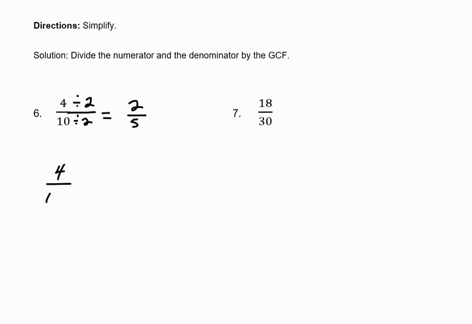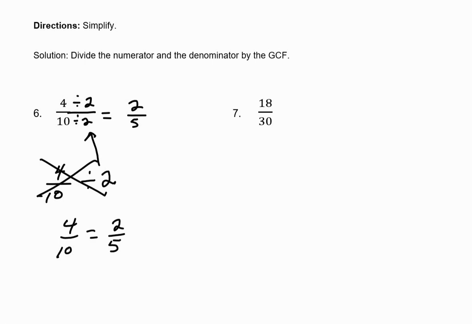One thing I want to point out here is that it is wrong to do this. I'm not simply dividing this fraction by 2. This is something different than what we're doing. So this is wrong. So don't write it like that. Now, you don't have to put the division signs in there if you don't want to. If you just want to say 4/10 equals 2/5, that's perfectly fine. Let me give you a minute to try number 7 on your own.